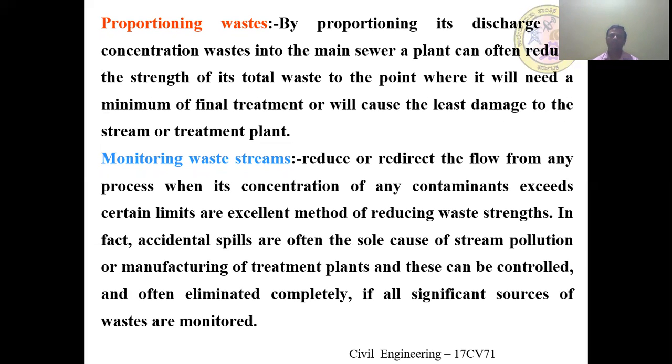Next one is proportioning of waste. By proportioning its discharge of concentrated waste into the main sewer, a plant can reduce the strength of its total waste to the point where it will need minimum and final treatment, or will cause least damage to the stream or treatment plant. That means you're going to put wastewater in a proportioned way to reduce the strength, or you're going to neutralize it.